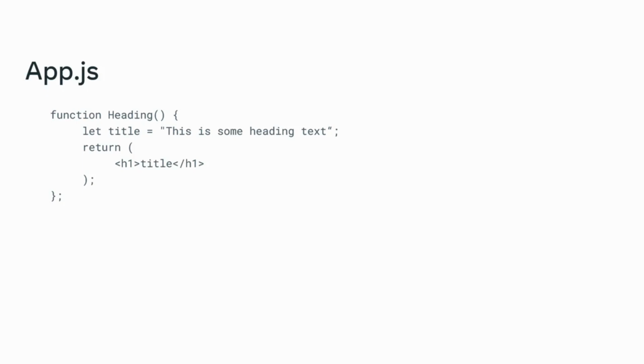Inside the parentheses of the return, insert a heading 1 tag and inside it, place the variable named title. To make React evaluate the title variable, you need to place it inside curly brackets. If you didn't use curly brackets, you'd get the word title instead of "This is some heading text."